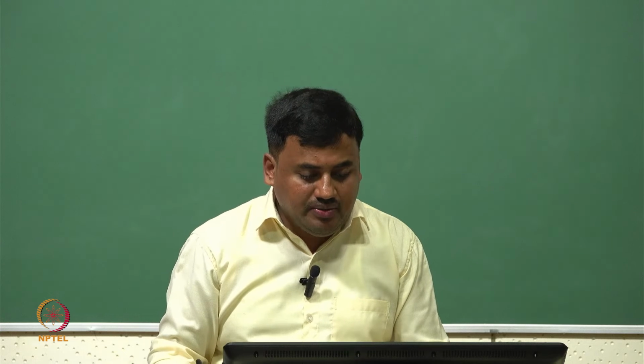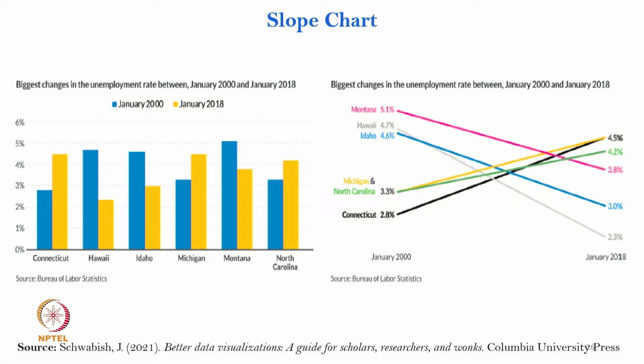Here is an example of how a slope chart can show the biggest changes in unemployment rates. You can see from January 2000 to January 2018 how we can quickly compare each kind of data, before and after.